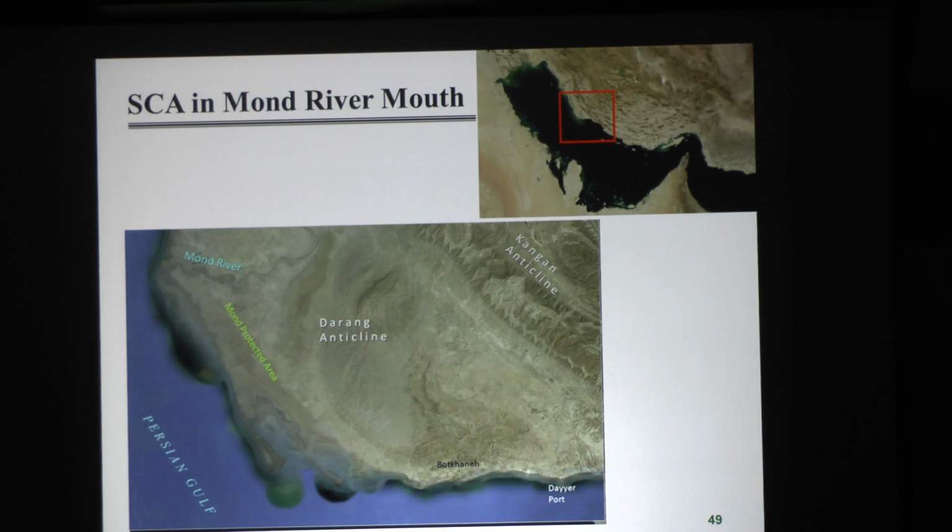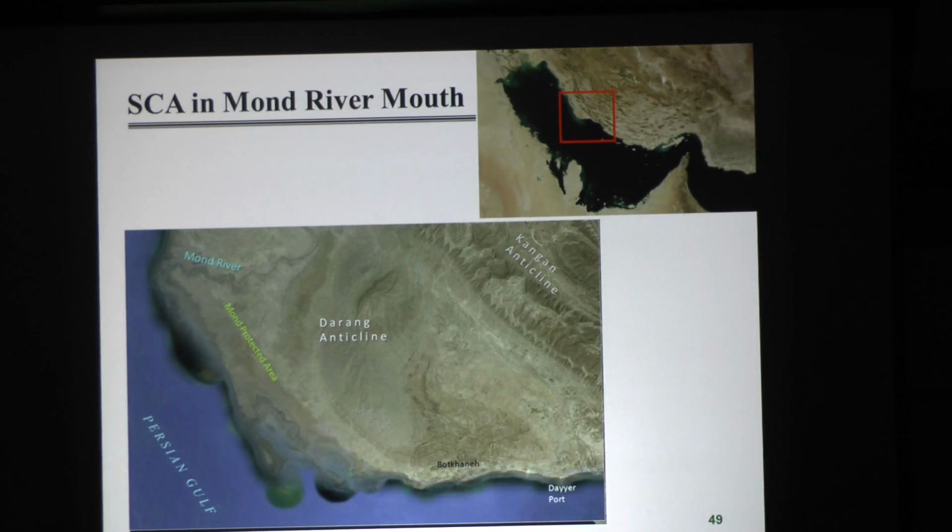Okay, my next issue is the Mond River and the delta. I'm talking about the middle part of the Persian Gulf. This is Mond River. It's a seasonal river, but it discharges something about 12 million cubic meter of sediments to the Gulf per year, from which 12% is sand.